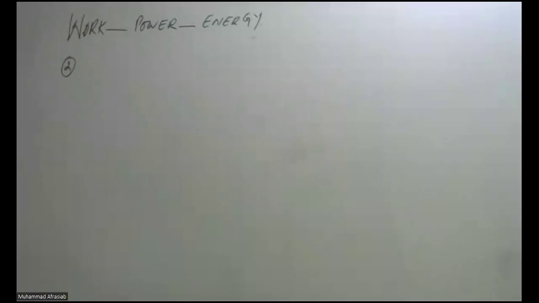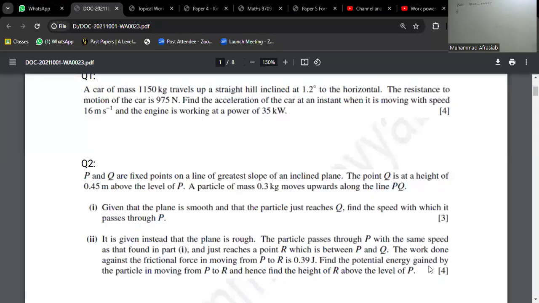We are now solving question 2 of the topic work, power, energy for AS level mechanics. P and Q are fixed points on the line of greatest slope of an inclined plane. The point Q is at a height of 0.45 meter above the level of P.